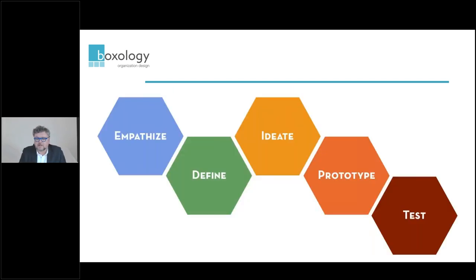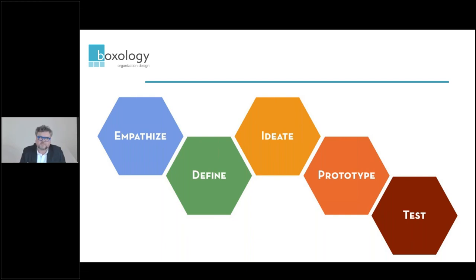This is a visualization on the next slide that talks about the four or five stages of design thinking. Most of the work done during the workshops, and one of the workshops we'll have next month, on the 21st of April, will focus on the define and ideation parts of the design thinking process.